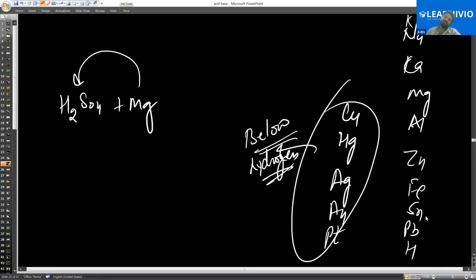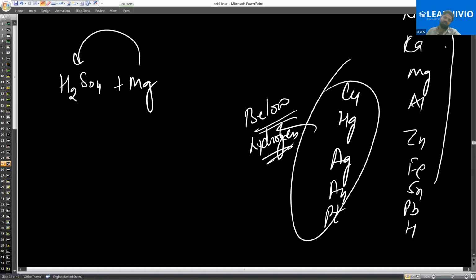Now, these are the metals that are above hydrogen. These are the metals that are more reactive than hydrogen. So actually, if we are reacting a metal with an acid, it is a displacement reaction. And magnesium, which is a more reactive element, is displacing the hydrogen from its compound and forms MgSO4. समझ आया?